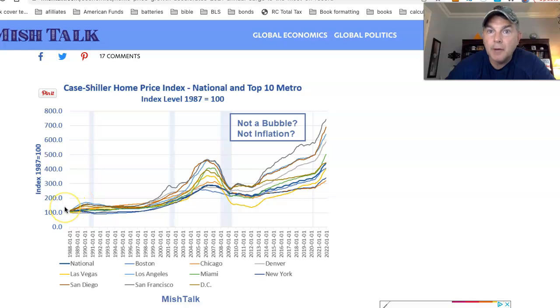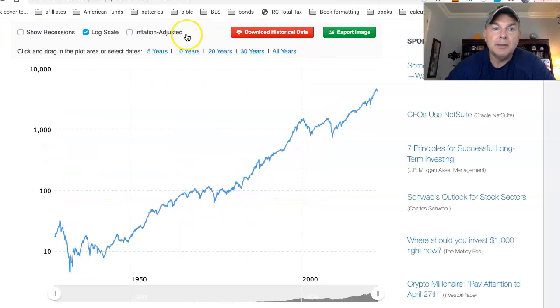100 to 200 is a 100% increase. 200 to 400 is a 100% increase. 400 to 800 is a 100% increase. So the scale is completely skewed in this chart, which makes it look like a bubble.